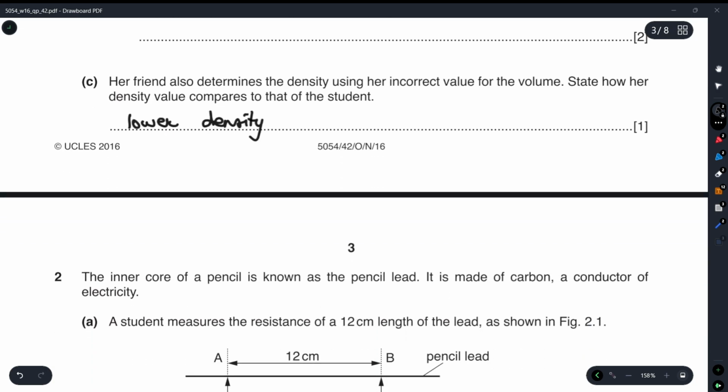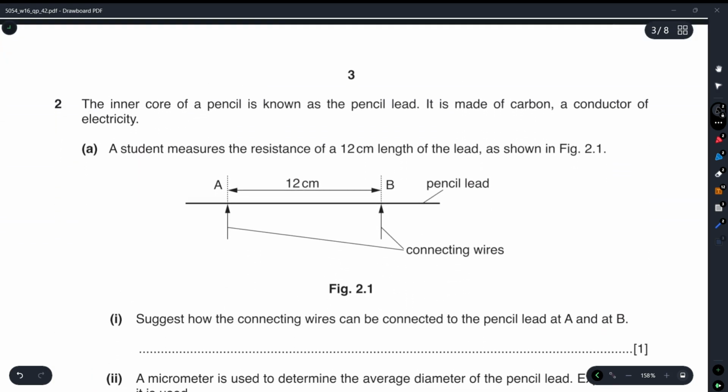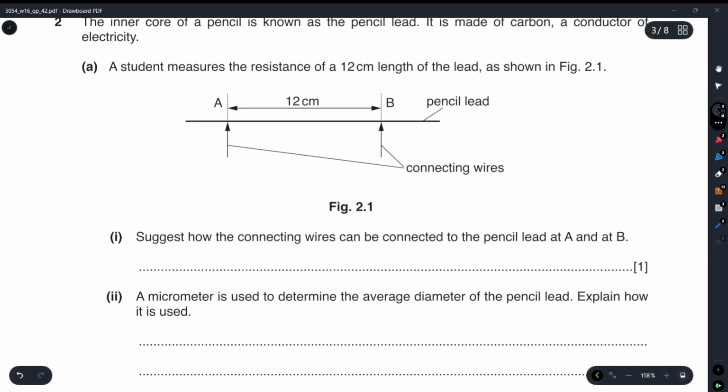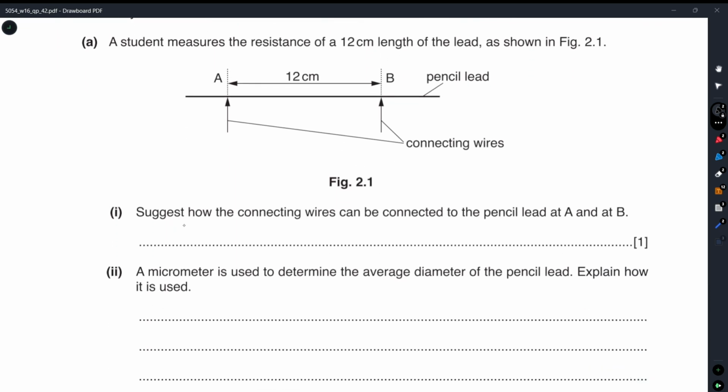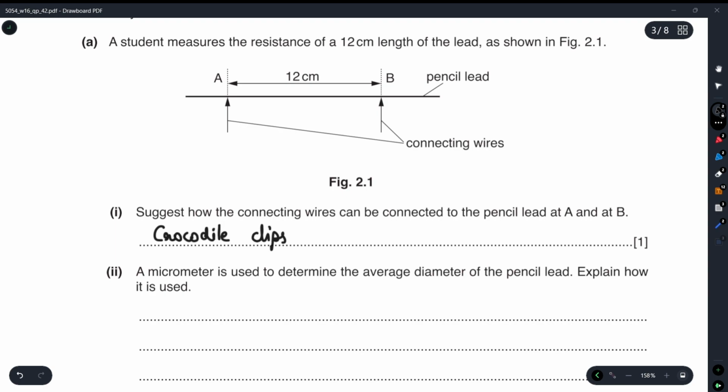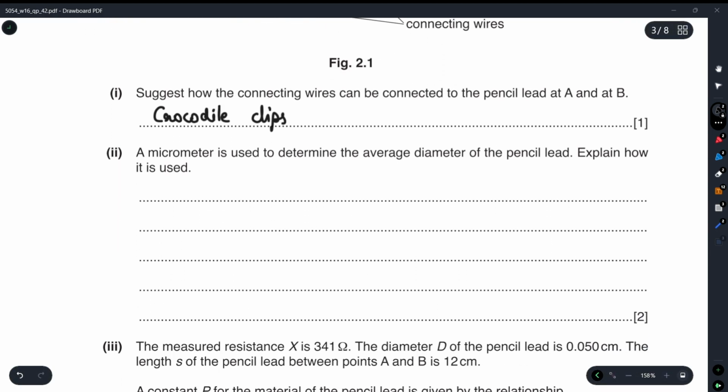All right. Then we move on towards question number 2. The inner core of a pencil is known as the pencil lead. Suggest how the connecting wires can be connected. So crocodile clips. Okay. A micrometer is used to measure the average diameter of the pencil lead. Explain how it is used.